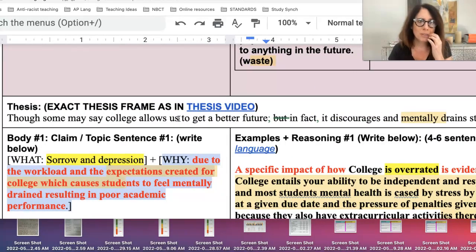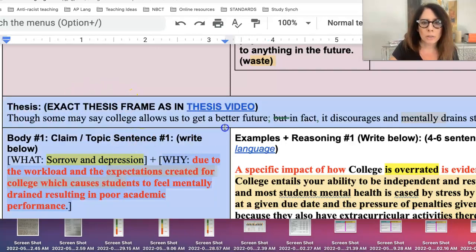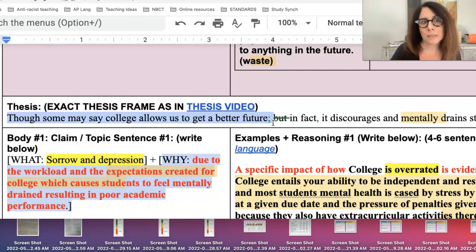So when you look at the thesis, and that's really the first thing I want you to look at when you're revising your essay, everything always goes back to the thesis. So the thesis construction starts with a counter argument, beginning with a word that tells us it's a counter argument, like although, or though, or even though, or despite. So this writer has chosen though, and then here is this writer's counter argument.